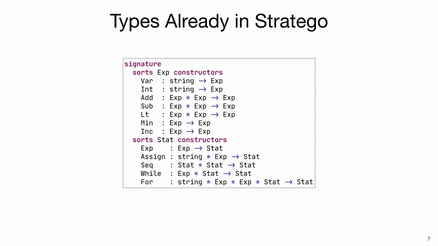These are type definitions in Stratego. They've always been part of the language, and they define sorts, which are our types, and constructors. In this case, we have a description of abstract syntax trees for a tiny language. There are expressions such as variable references, integer literals, addition, subtraction, less than, unary minus, and increment. Possible statements are expressions, assignments, sequences of statements, while loops, and for loops.